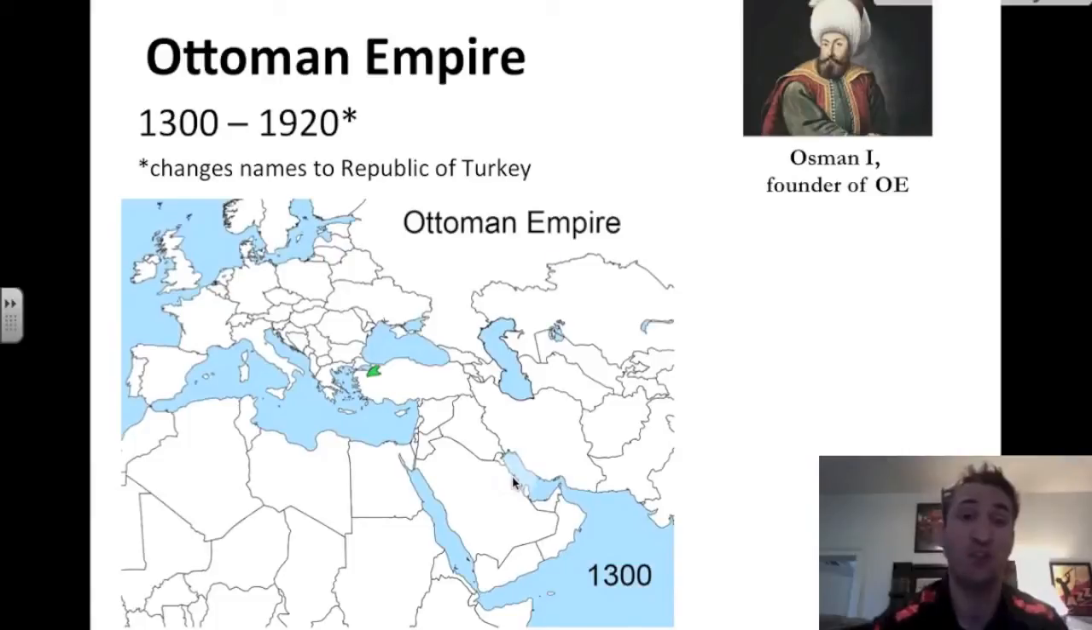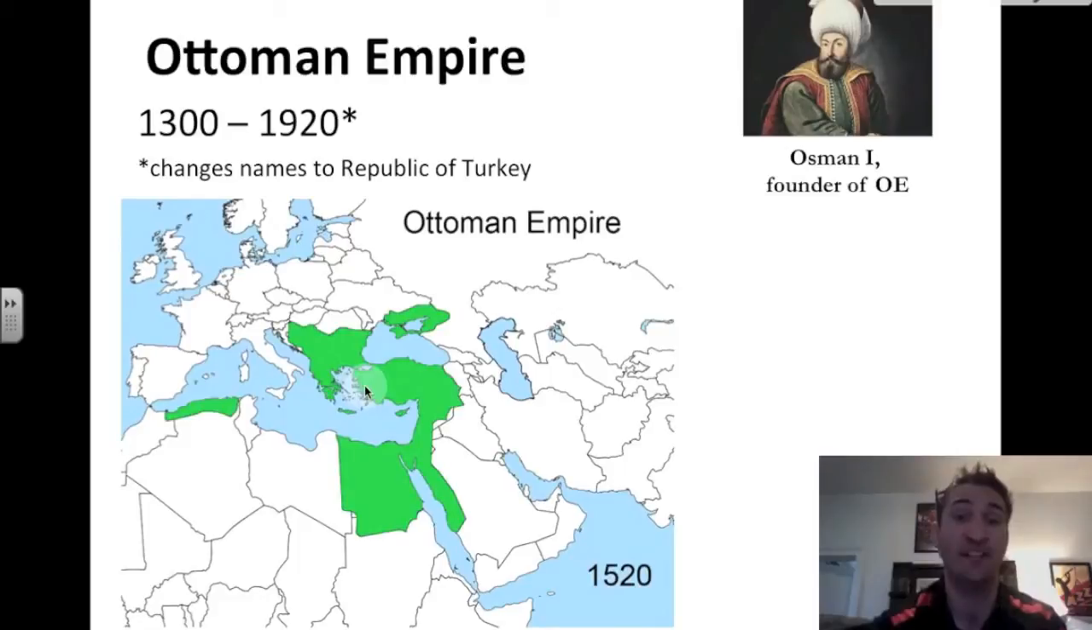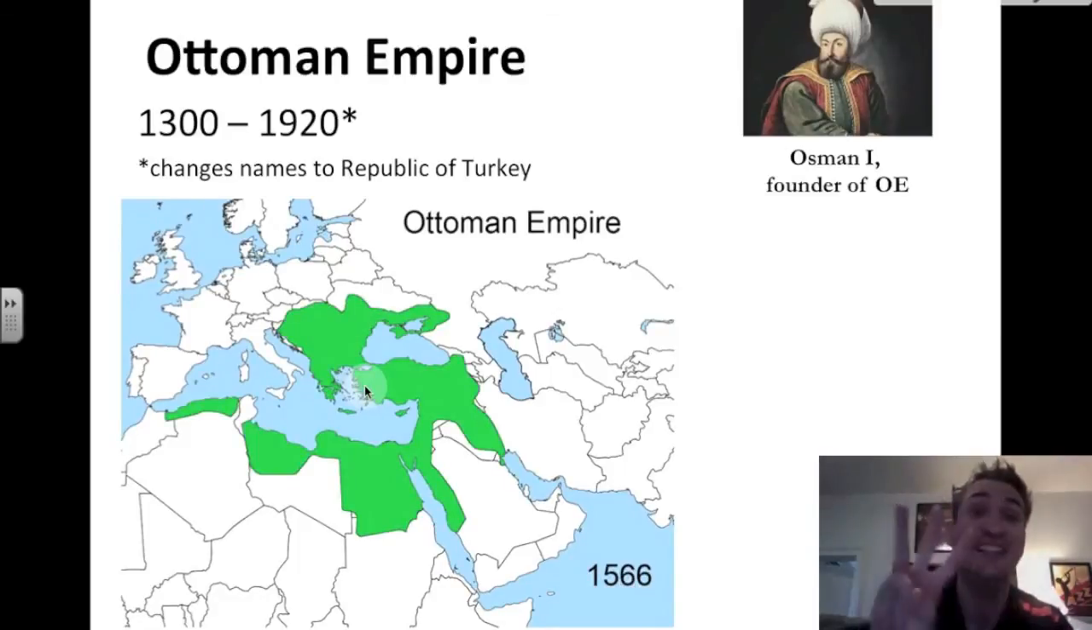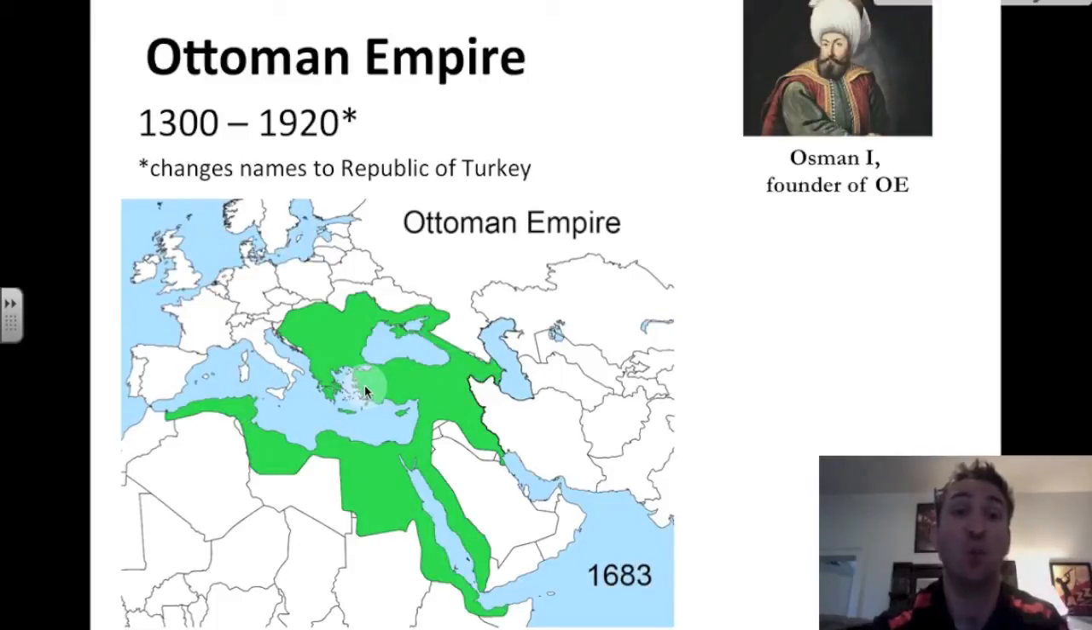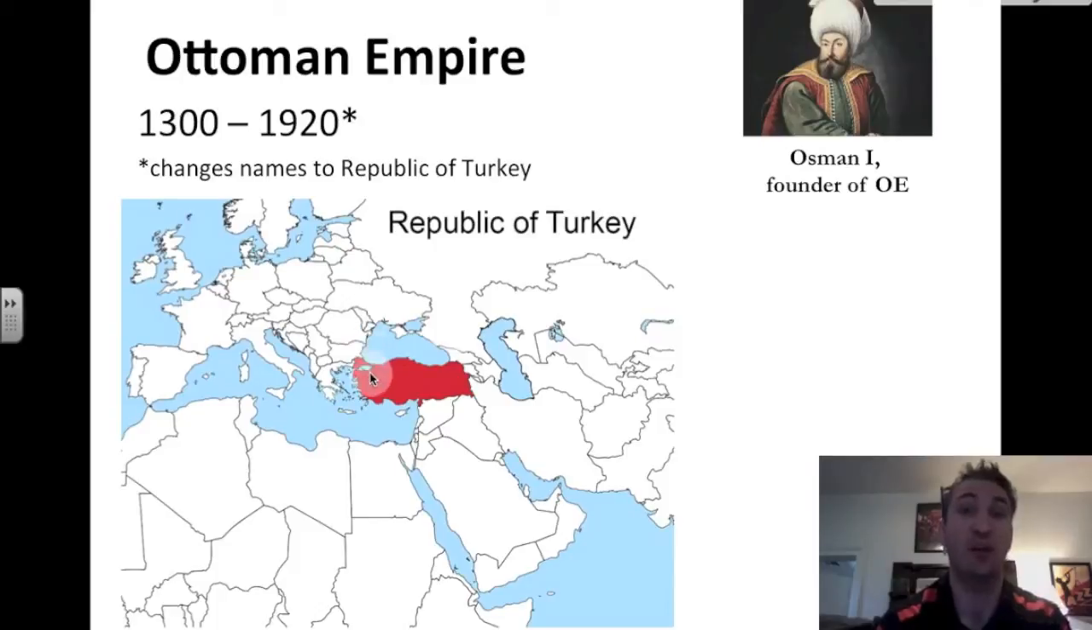And this map is going to show you how much the Ottoman Empire grows from 1300 to 1920. It starts in Asia Minor, but expands to include 3 different continents. And after World War I, it becomes the Republic of Turkey. It changes its name. And there it stands, the Republic of Turkey as it is today.